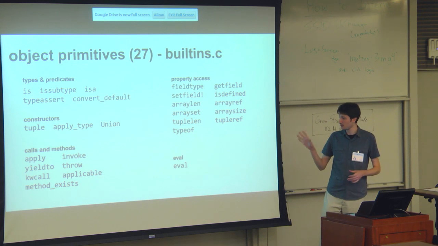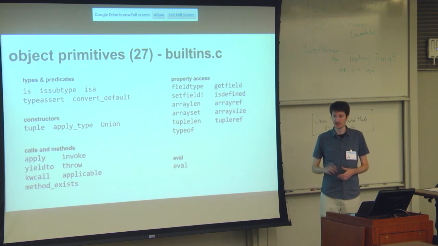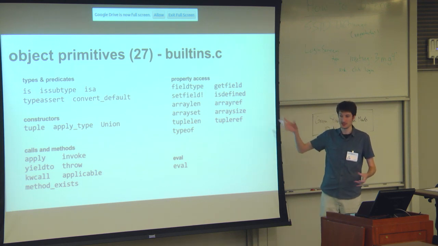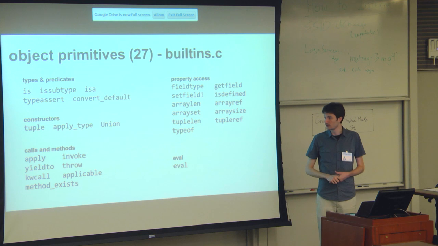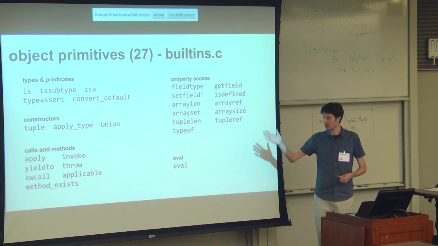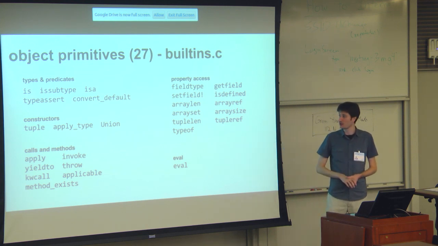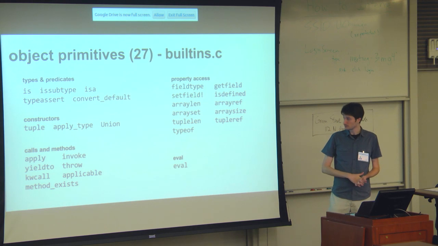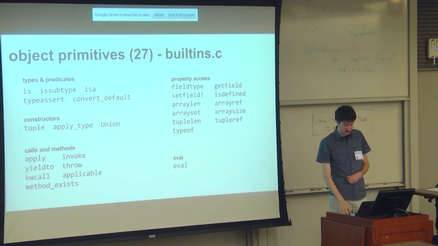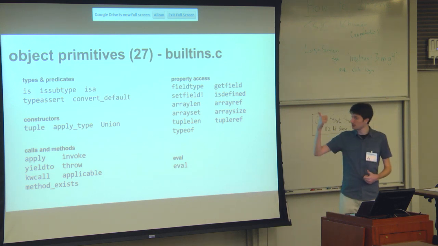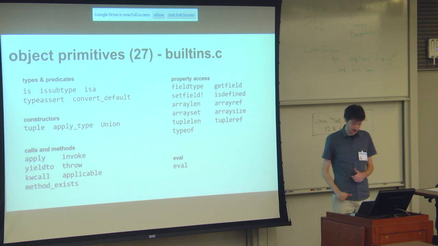There are a few too many of these, and there are plans to cut this down. We can get rid of several of these. But it's basically the primitives for accessing fields of structs and parts of arrays, and for calling functions and throwing exceptions and all the basic stuff that you need. Over time, I think this will be cut down a little bit. These are not all super necessary, and you'll find these in built-ins.c. They're all defined in there.